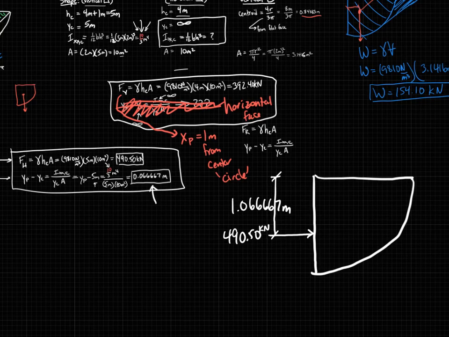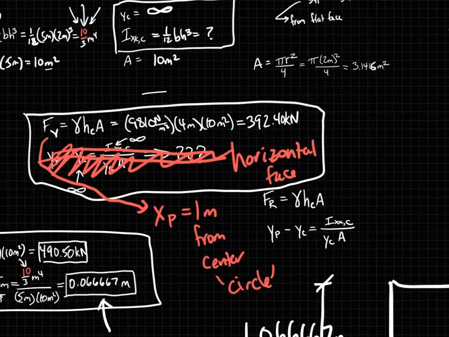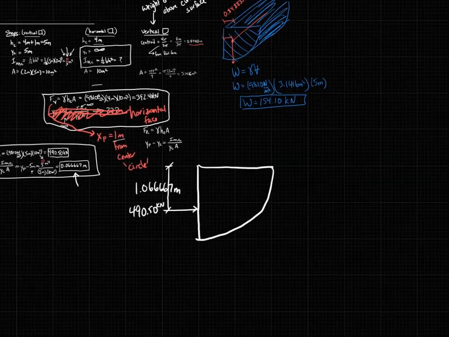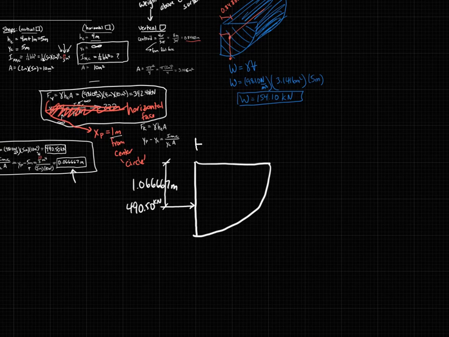Okay, we've got this. Now we're going to deal with this vertical force. What do we got here? 392.40, 1 meter from the center of the quote-unquote circle. So we're going to start here, and we go this way, 1 meter. And there it is. So that's going to be 1 meter, and this is going to be 392.40 kilonewtons. Cool.